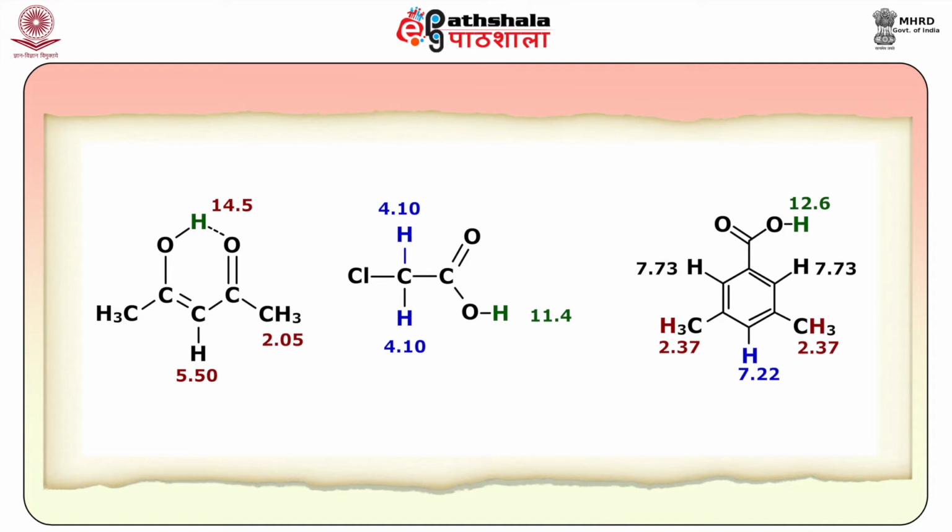The hydroxyl proton of enol form of 2,4-pentanedione, that is 4-hydroxypent-3-en-2-one, shows a peak significantly downfield, that is 10 to 16 ppm compared to the OH signal in other functional groups due to strong intramolecular hydrogen bonding.